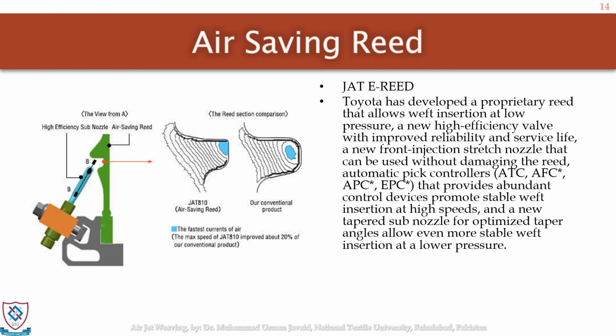In this slide, here is a research done by Toyota, a manufacturer of air jet weaving machines. They produced this jet reed concept. According to this concept, they are changing this U-shape reed. They change its direction, its shape and profile like this.